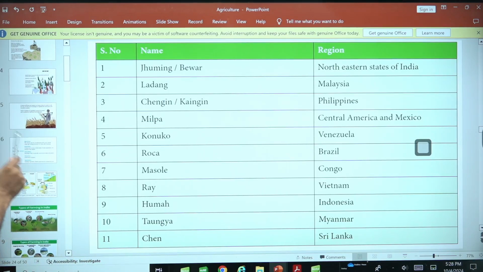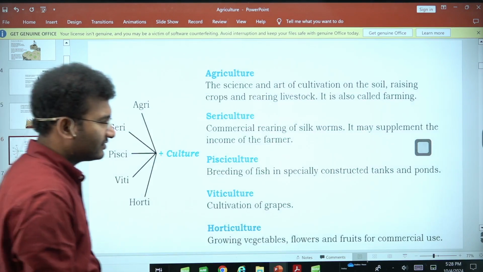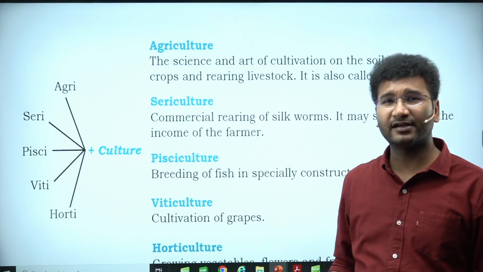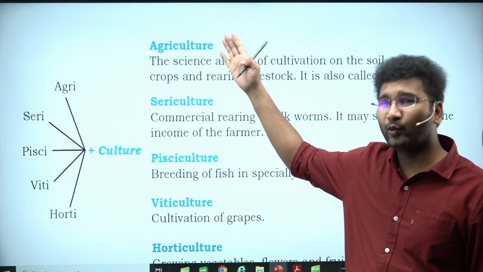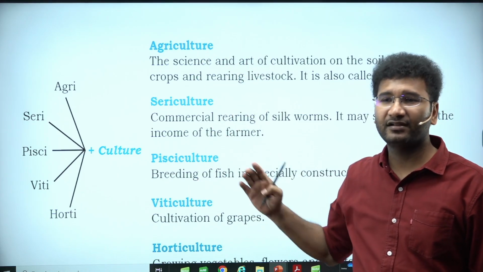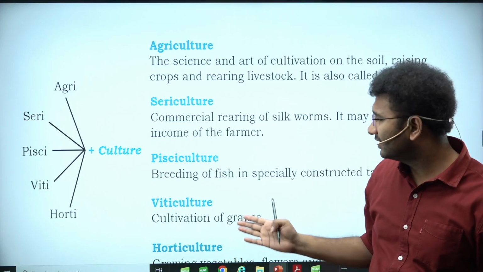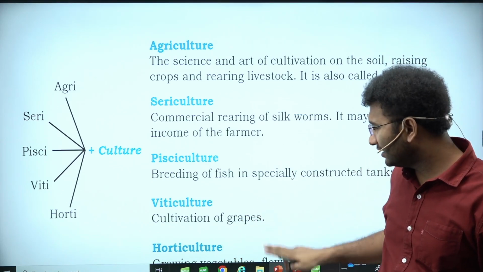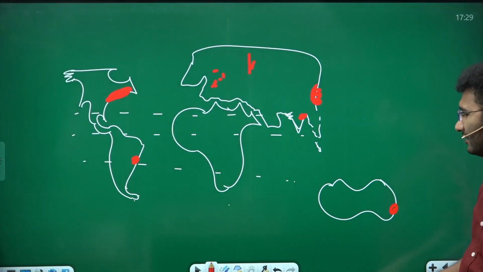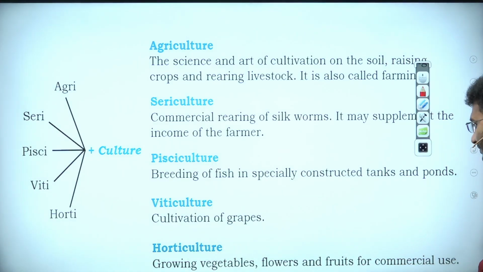What is agriculture? See, the agricultural chapter likes to tell you some fundamentals. Number 1, what do you mean by agriculture? What do you mean by sericulture, pisciculture, viticulture, and lastly horticulture? All these fundamentals, you are supposed to understand in a detailed manner. Let us quickly try to deal with this. See here.